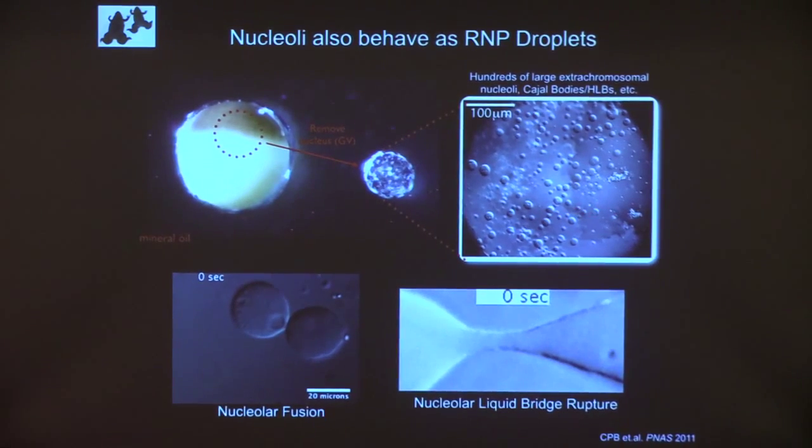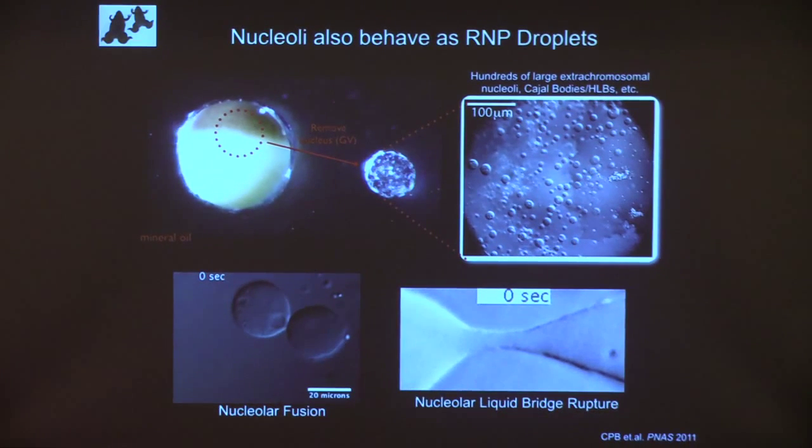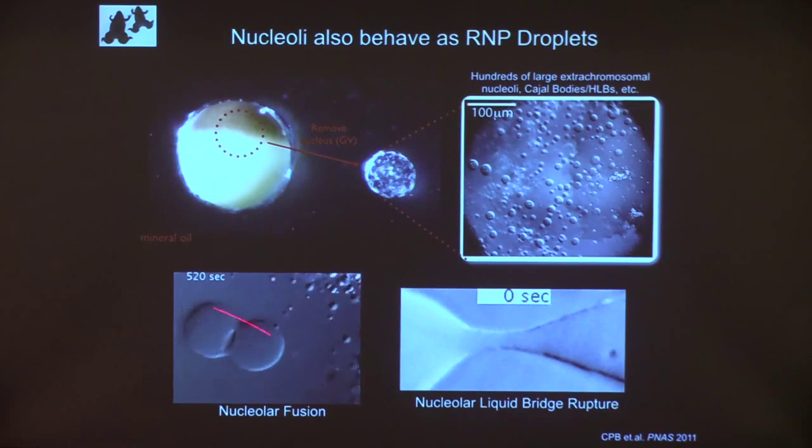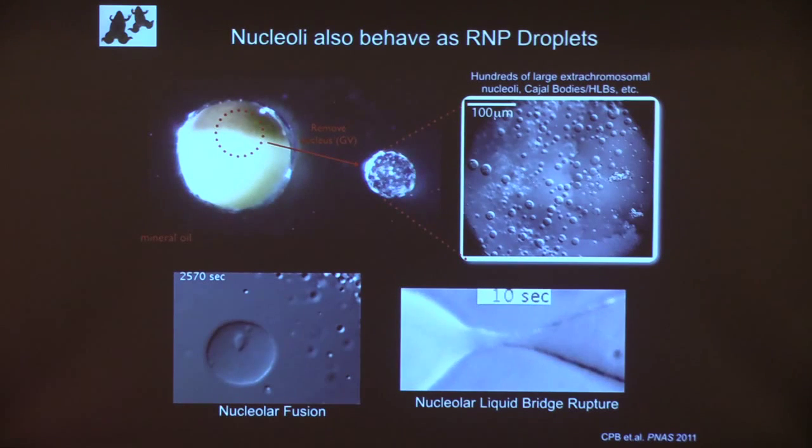And so what we showed, again, with some simple mechanics experiments, is that if you push two of these droplets together, they readily round up and fuse into a single larger droplet. And if you disrupt this after they've started to fuse, you can manage to pull them apart. You get things that look like classic liquid bridge rupture between these two bodies. So this is liquid-like behavior on pretty fast time scales, tens of seconds. You see this nice liquid bridge rupture.